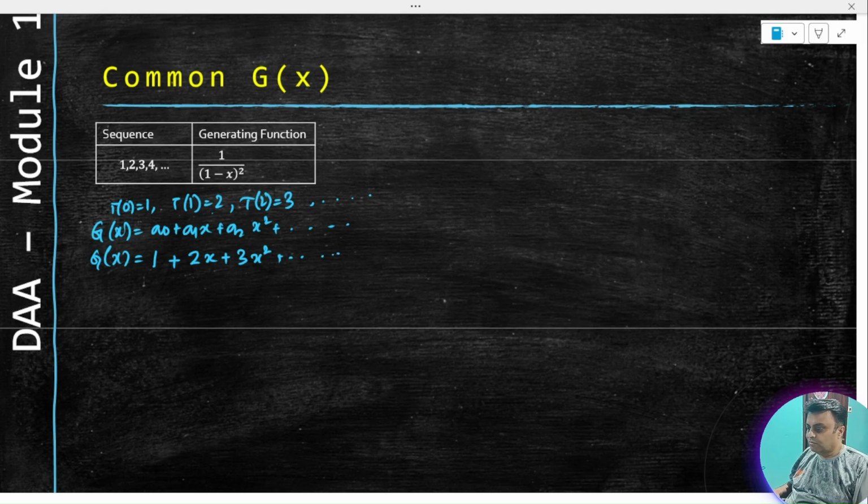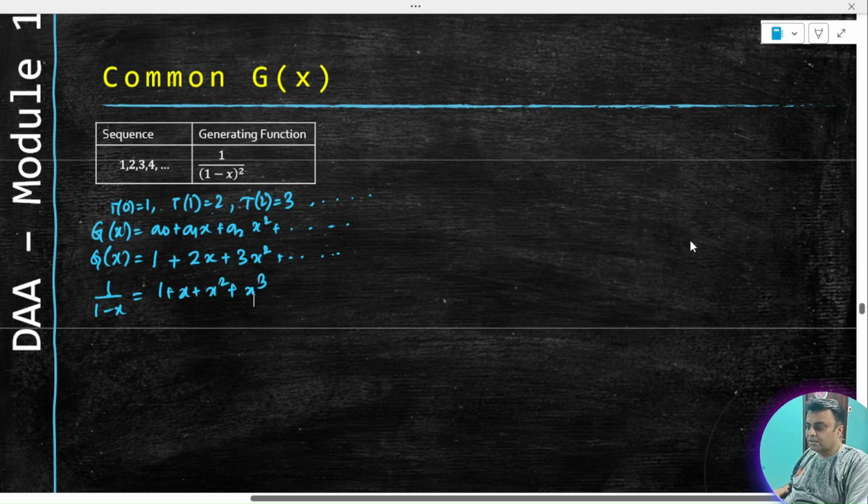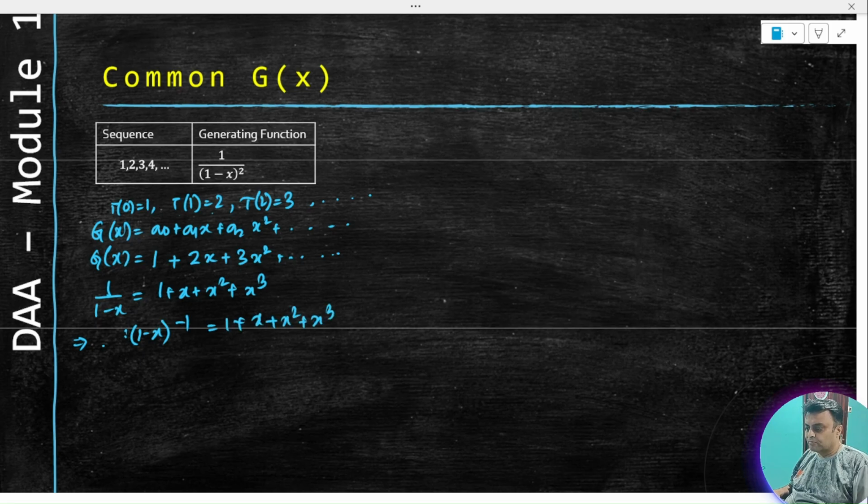And we know just now we have seen 1 by 1 minus x is equal to 1 plus x plus x square plus x cube. Right? So can I take a differentiation of both sides? I hope you remember differentiation. So this means that this is 1 into 1 minus x to the power of minus 1. So I can write this as 1 minus x to the power of minus 1 on the LHS, and that is equal to 1 plus x plus x square plus x cube.